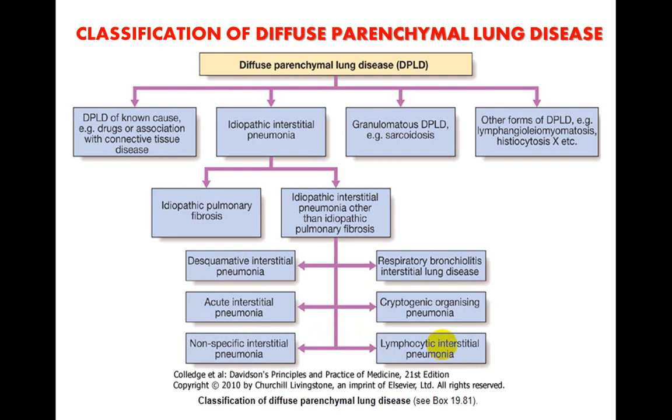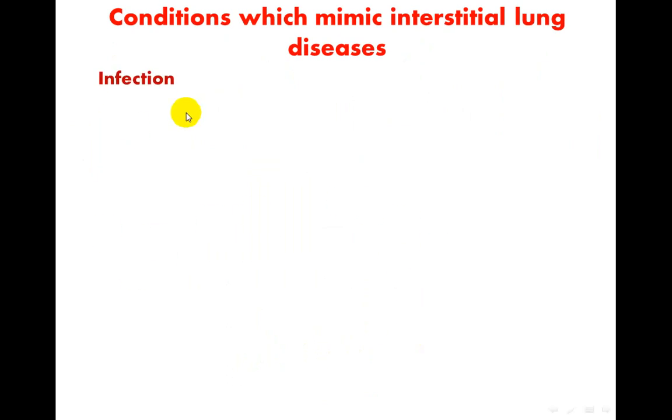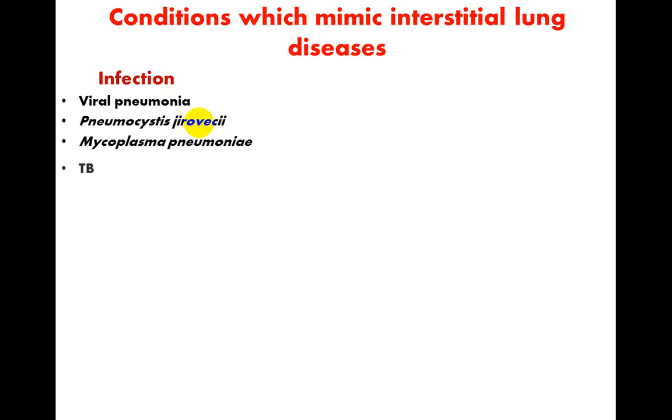So, what are the conditions that mimic diffuse parenchymal lung disease, or what is the differential diagnosis? First, infection. Infection is one of the conditions that mimic interstitial lung disease. What are these infections? First, viral pneumonia. Second, Pneumocystis jirovecii, mycoplasma pneumonia, tuberculosis, and parasitic infections, for example filariasis. Again, fungal infections might mimic interstitial lung disease.